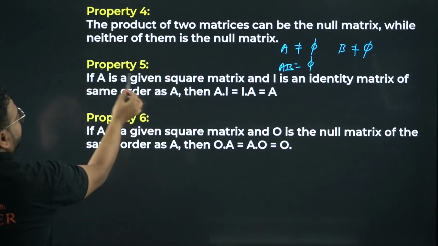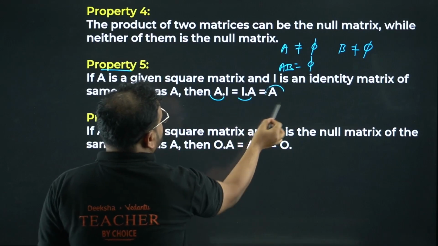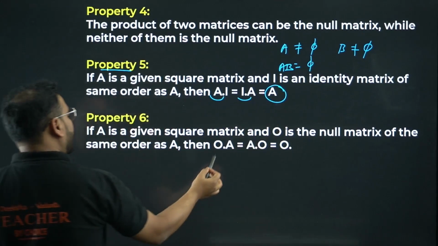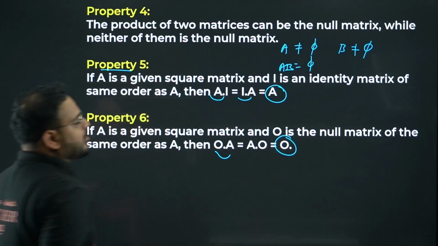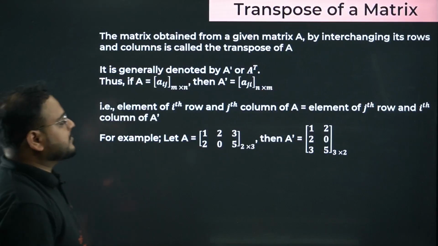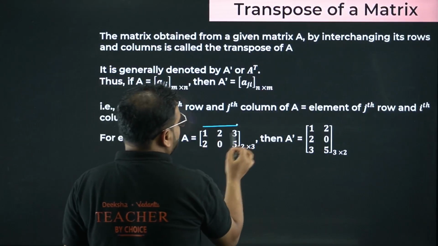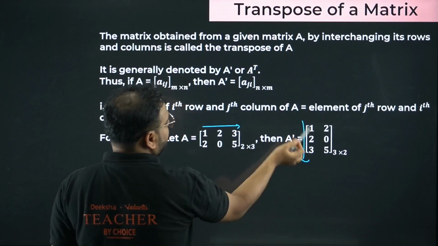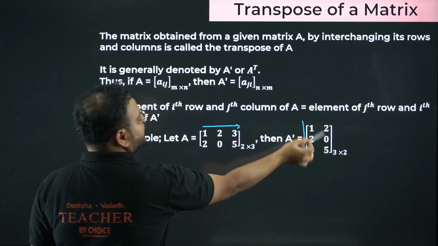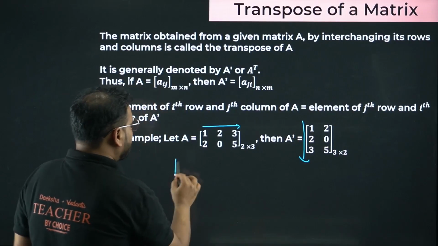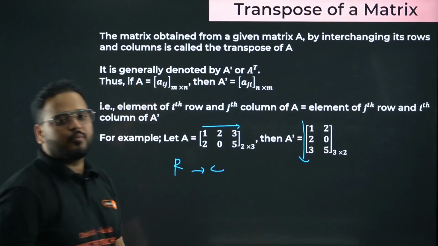Property number 5, have a look. A into I is the same as IA, simply the same as A. A into 0 or 0 into A is the same as 0 or null matrix. Okay, transpose, nothing is there. Just make this row into column: 1 2 3, 1 2 3. Here also row into column: 2 0 5. The row becomes column.